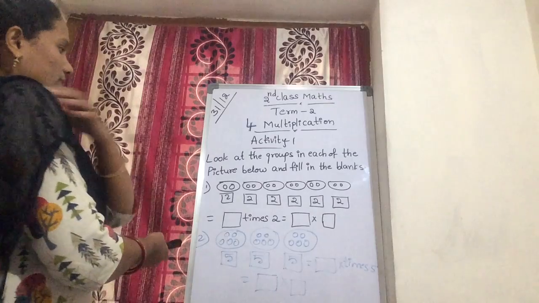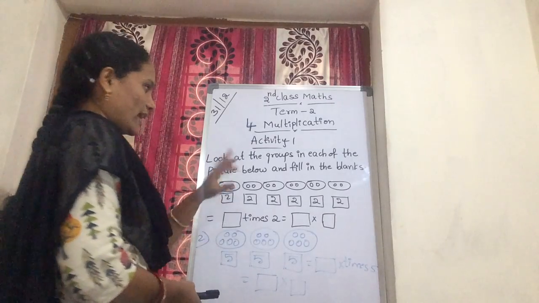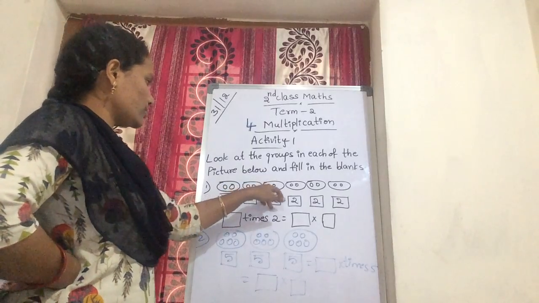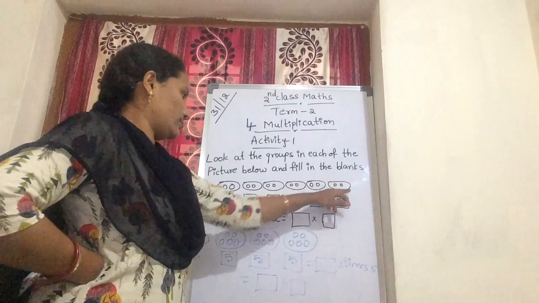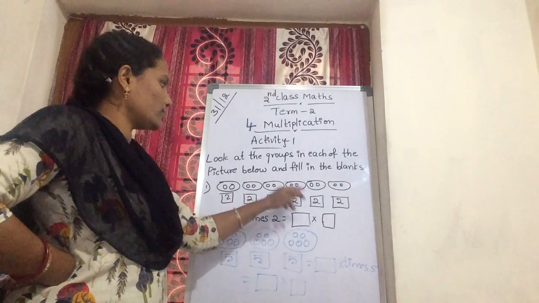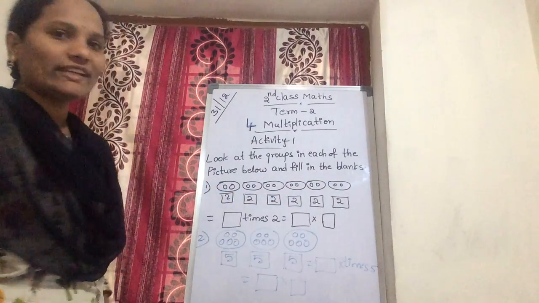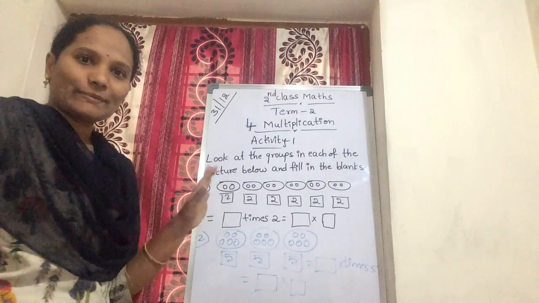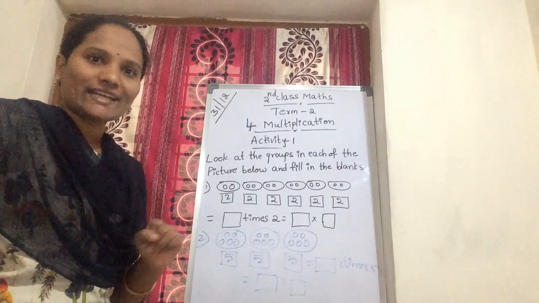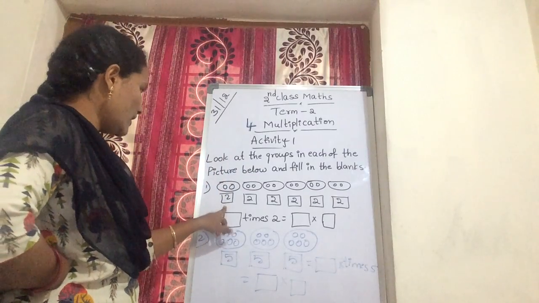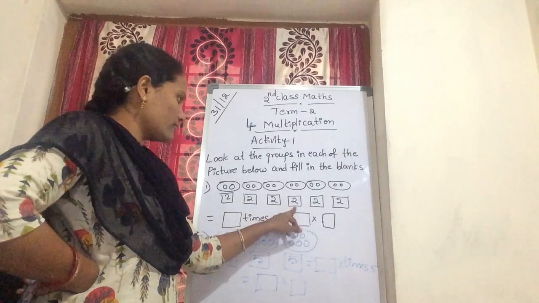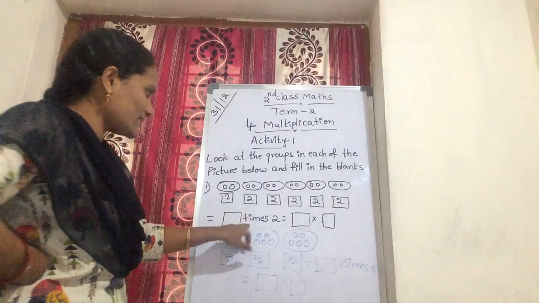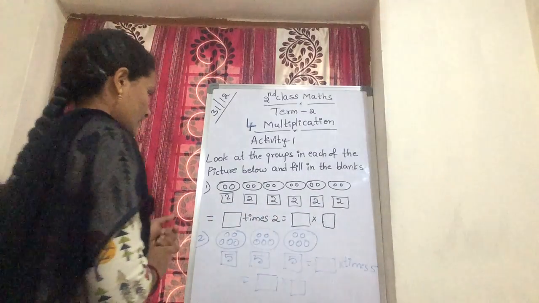Here we have some groups. In each group there are 2 balls. Yes. 1, 2, 1, 2, 1, 2, 1, 2, 1, 2, 1, 2. So how many times is it repeated here? Here 2 is repeating. You counted how many times 2 is repeating? 1, 2, 3, 4, 5 and 6. So 2 is repeated 6 times.